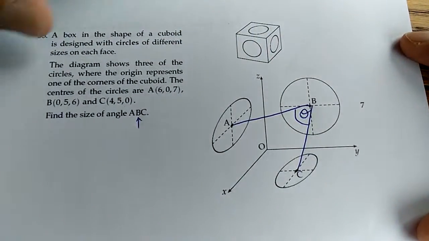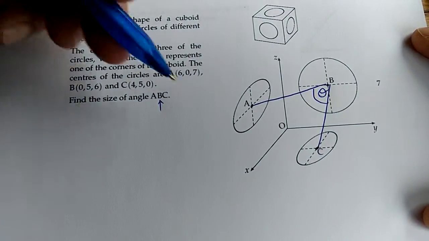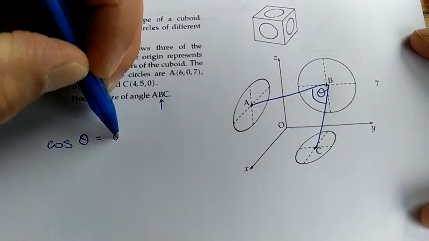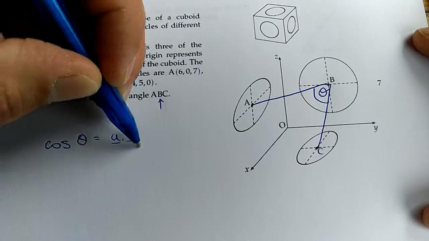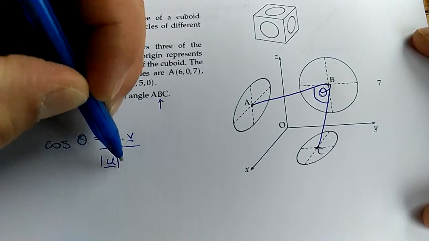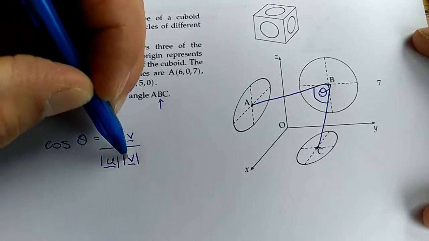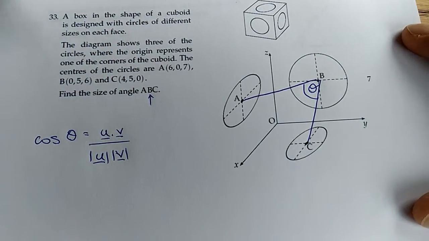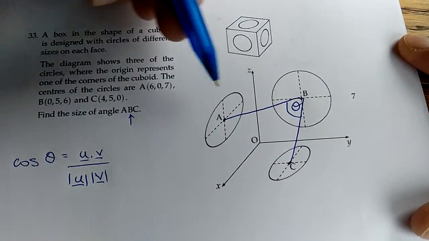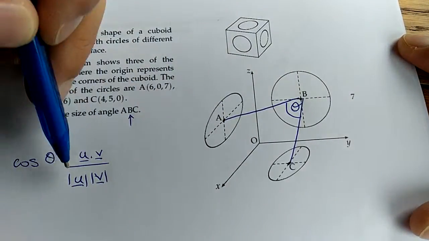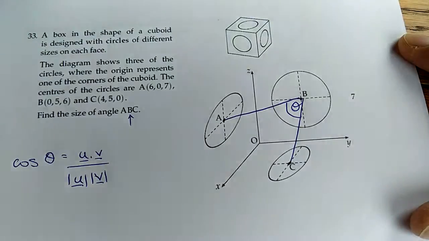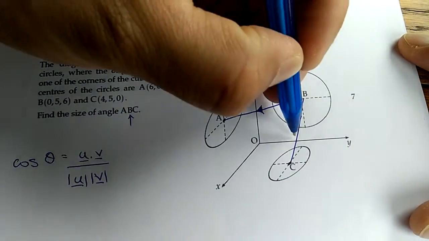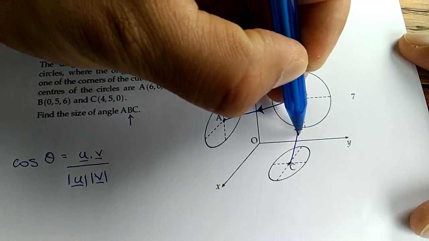Now, one thing I do want to point out with the scalar product, the formula is cos theta is equal to u dot v over the magnitude of u times the magnitude of v, where u is your first vector and v is your second. So in this case, u would be the vector BA and v would be the vector BC. And so BA will be my first vector and BC will be my second vector.